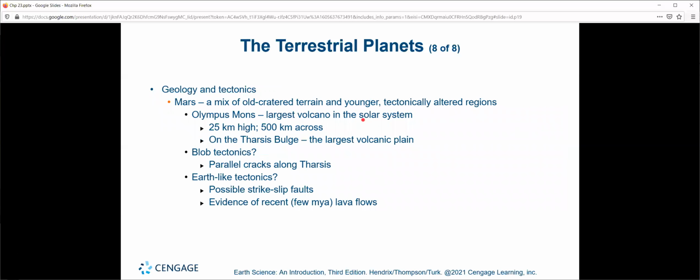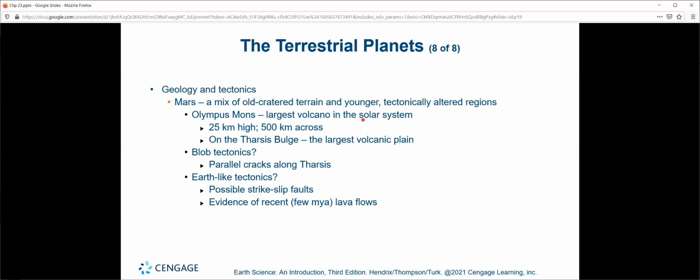So, lots of interesting questions with Venus. And lastly, we can move to Mars. Mars is a mix of old cratered terrain and younger tectonically altered regions. The largest volcano in the solar system is thought to exist on Mars, Olympus Mons. It is, get this, 25 kilometers tall, this volcano, and some 500 kilometers across.